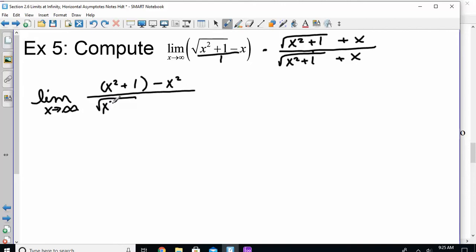And we have our minus x squared on the end. On the bottom we have the square root of x squared plus 1 plus x. What happens now? X squared on the top.